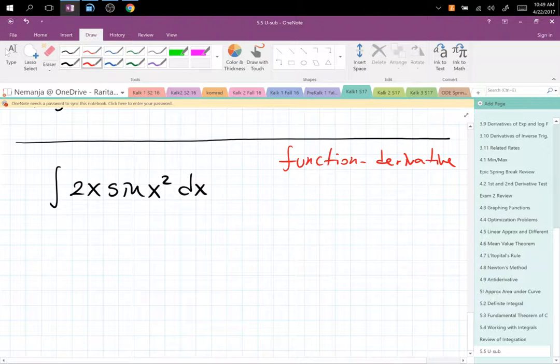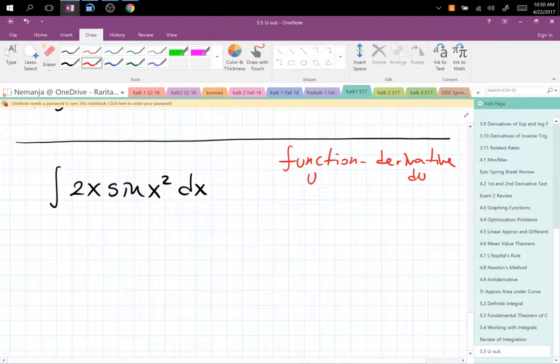So function derivative pair. What does this mean? Well, in order for a problem to be doable by substitution, you must have a function and its derivative present. Do I have the derivative of sine present in this problem? No, I don't, right? So sine cannot be part of the function. Now function is related to u and the derivative is related to du.